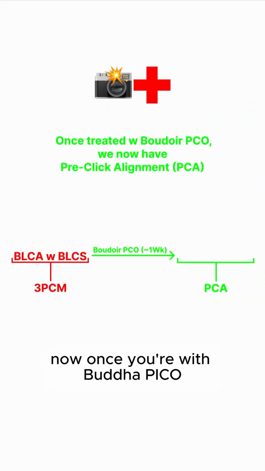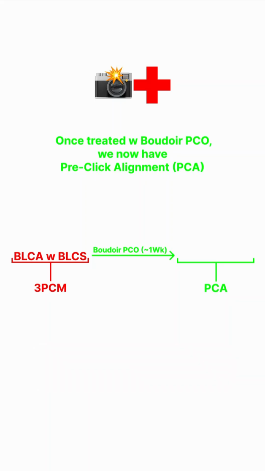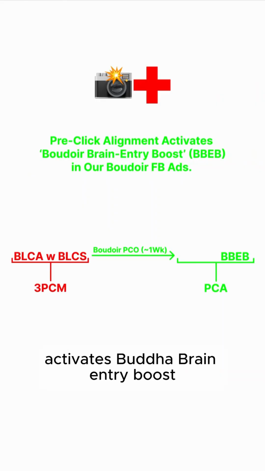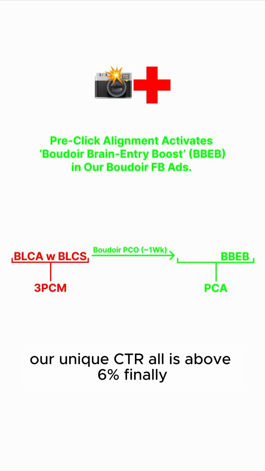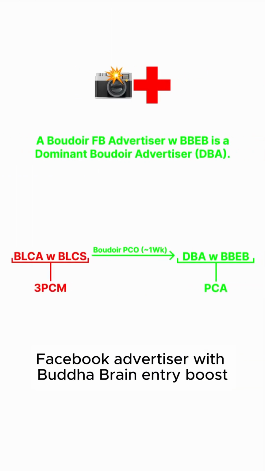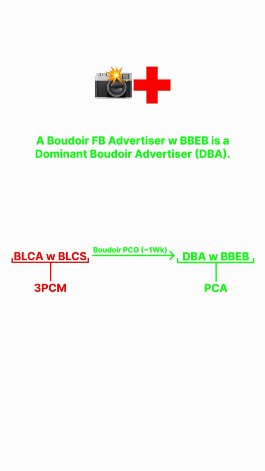Now, once treated with boudoir pico, we have pre-click alignment. So we move from having the 3 pre-click mistakes to having pre-click alignment. And pre-click alignment activates boudoir brain entry boost in our boudoir Facebook ads, aka, our unique CTR is finally above 6%. And a boudoir Facebook advertiser with boudoir brain entry boost is a dominant boudoir advertiser, a DBA.